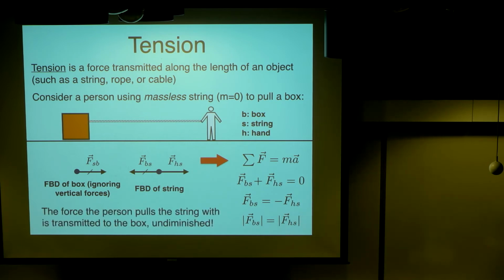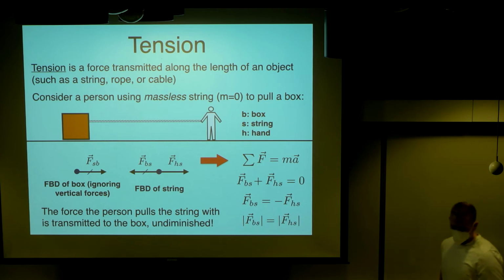What that really means is that the force that this person is pulling with on this end is just transmitted all the way down the string to the box, and it doesn't get diminished at all. Whatever force you pull with over here is going to be felt at this end with the same exact amount of force. Okay? It's just transmitted undiminished along the length.